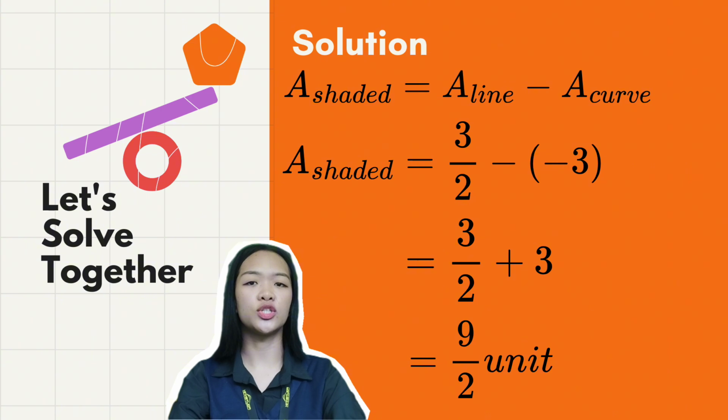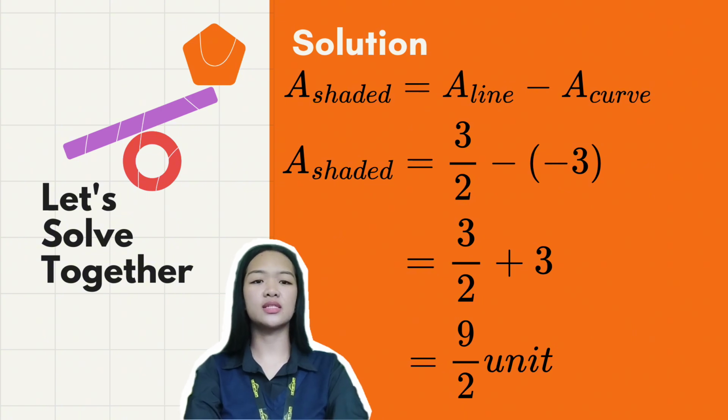For the final solution, A shaded equals A line minus A curve, then 3 over 2 minus negative 3, and then 3 over 2 plus 3, and the final answer is 9 over 2 units.